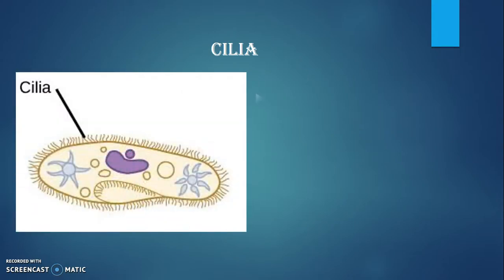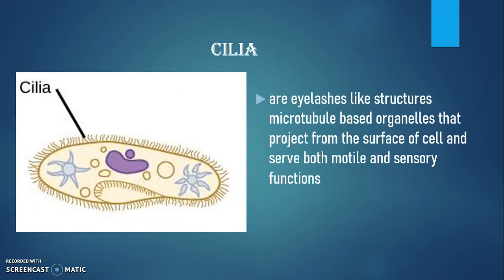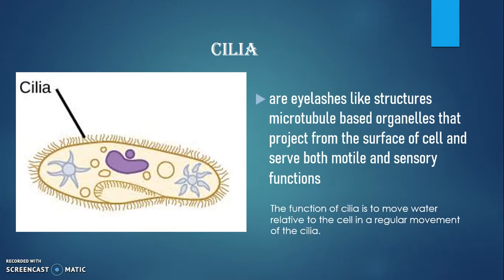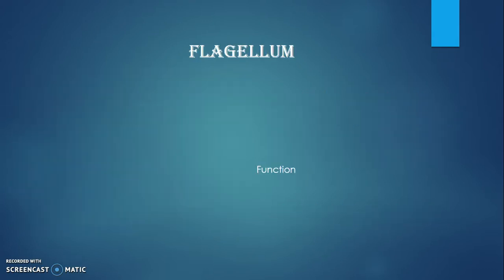Cilia are eyelash-like structures, microtubule-based organelles that project from the surface of the cell and serve both motile and sensory functions. The function of cilia is to move water relative to the cell through the regular movement of the cilia.